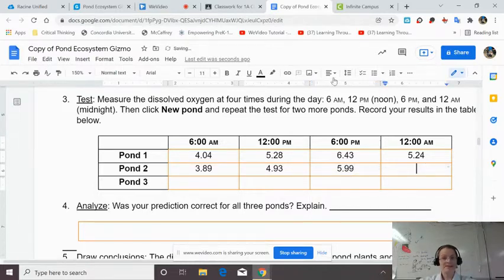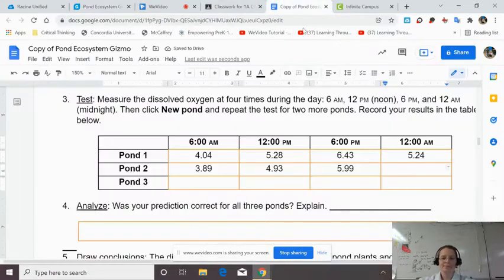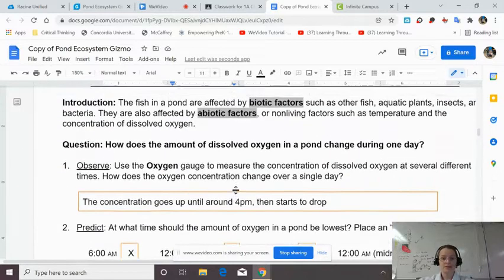And finally midnight. There we go. Well, it says 12 p.m. But that was close enough. 4.68, we're going to say. Right. And let's do it again.